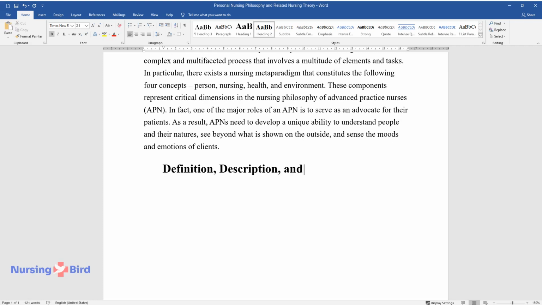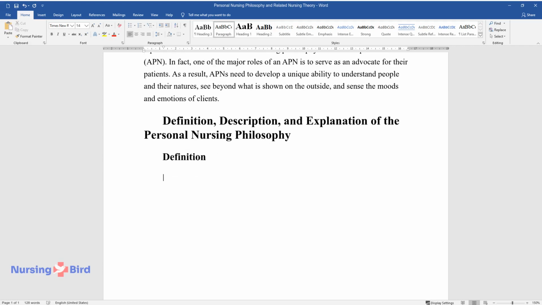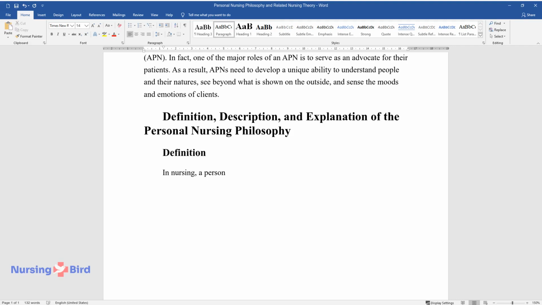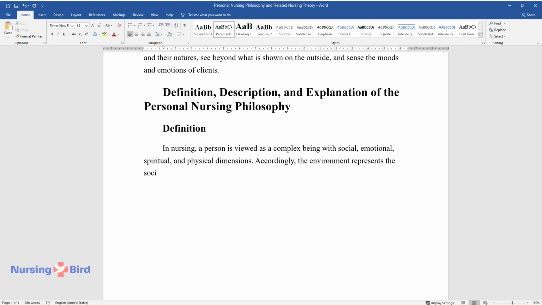Definition, description, and explanation of the personal nursing philosophy. Definition. In nursing, a person is viewed as a complex being with social, emotional, spiritual, and physical dimensions. Accordingly, the environment represents the social, emotional, spiritual, and physical surroundings of a person.